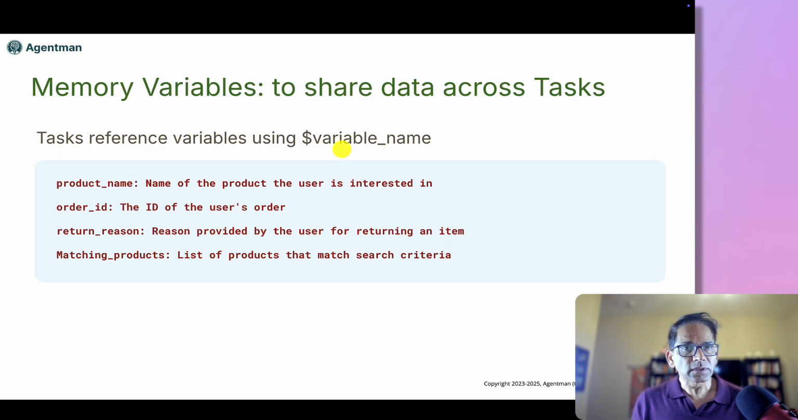Memory variables. As we have seen, you have a prefix called dollar in the variable name, and it's very useful to store information in memory variables because you can now reference these values across multiple tasks. That way the language model and the agents are able to look up this information. They could be just values, a single value like a product name, or a collection of values.